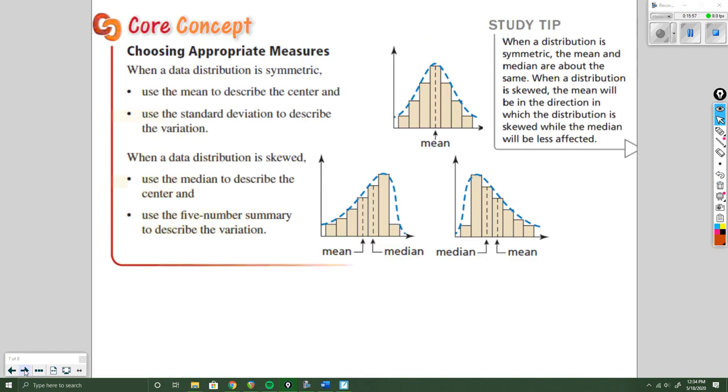In the last two slides here, it's going to be pretty simple. Choosing appropriate measures: when it's symmetric, we can use the mean to describe the center and standard deviation to describe the variation. When the data distribution is skewed, we can use the median to describe the center and 5-number summary to describe the variation of the data in the data set. Just a little tip: when a distribution is skewed, the mean will be in the direction in which the distribution is skewed, while the median will be less affected. That's why we would use the median when the data distribution is skewed.